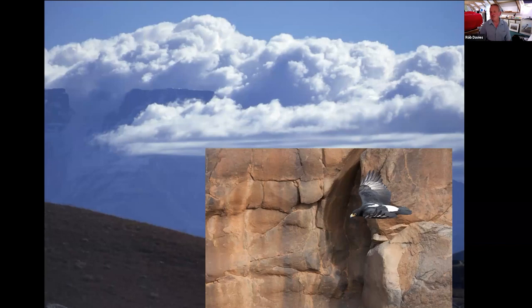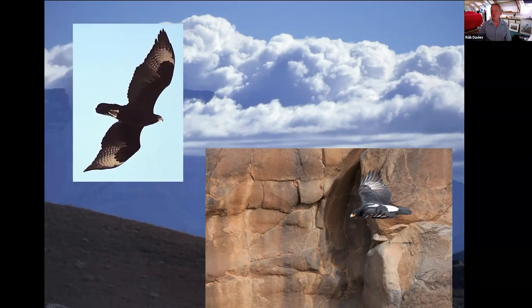Verreaux's eagles have this amazing ability of flying really close to the rocks. They hunt as a pair. This helps them to catch their prey. They also have quite an unusual wing shape for an eagle, with this very high aspect ratio. It's a thin wing when it's held back like that. And that's an adaptation for flying in the lift off the mountain slopes.